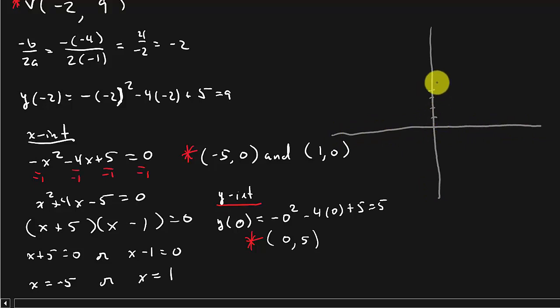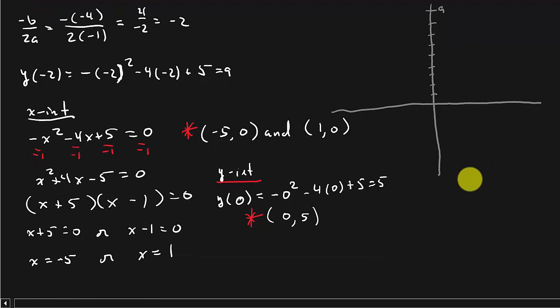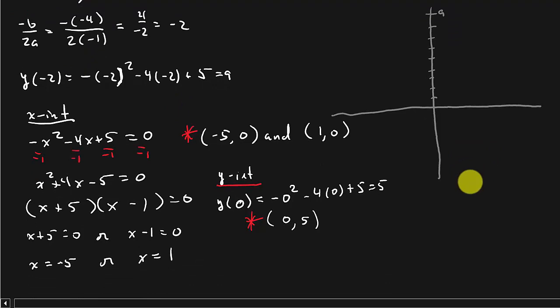Let's see, 1, 2, 3, 4, 5, 6, 7, 8, 9. There's 9. I've got to be able to plot the point negative 2, 9. And then let's see, 1, 2, 3, 4, 5, because I've got to go to the left 5, and then 1, 2, 3, 4, 5, 1, 2, 3, 4.